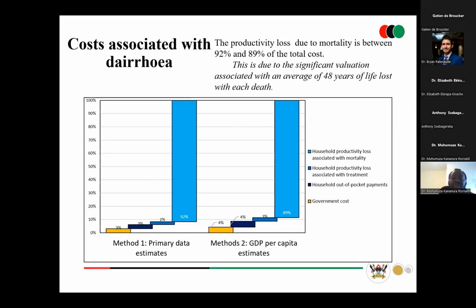So in terms of costs, we see the productivity loss due to mortality is between 92% and 82% of the total costs. And this is, of course, due to the significant variation associated with an average of 40 years of life lost with each death.